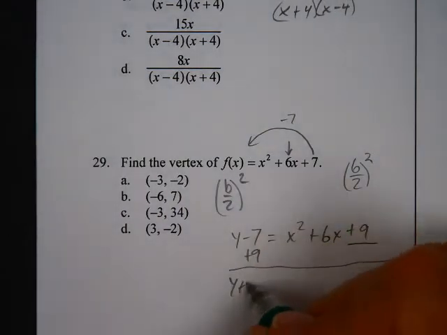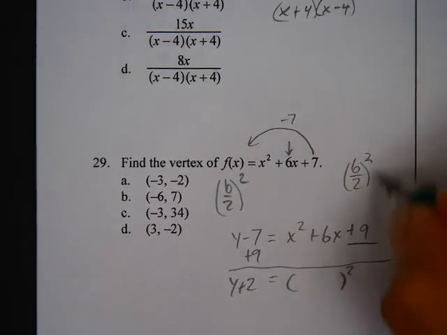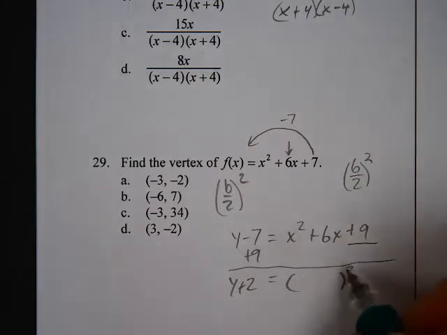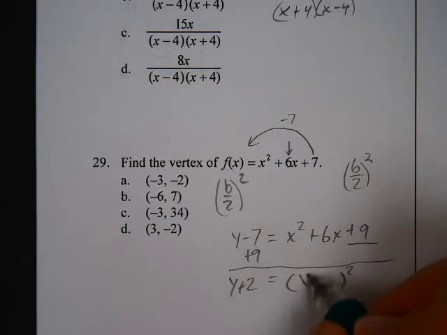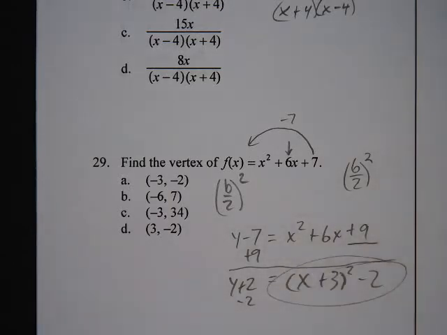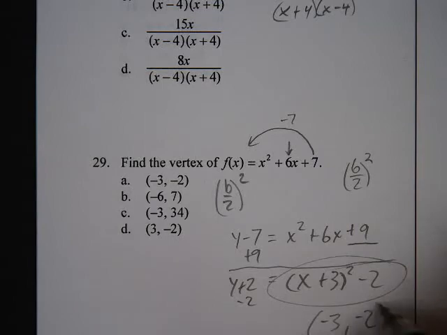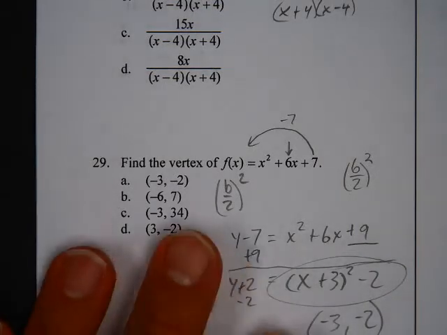This becomes y plus 2 equals, and then this, by nature of adding the 9, is a perfect square. Two numbers that multiply together to get 9 but add together to get 6 are 3 and 3. So x plus 3 squared is our factors written in this form. If I subtract the 2 from both sides, that is the portion of the equation that gives me the vertex. I need to change the sign inside, keep the sign outside. It's a -3, -2, and the answer is A.